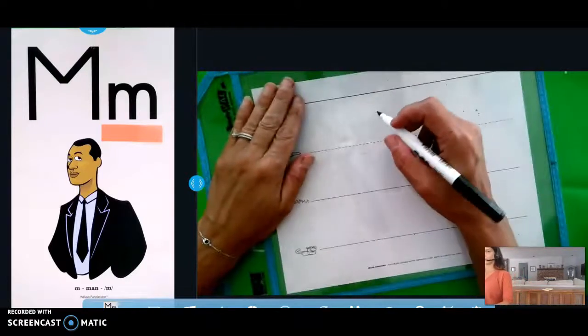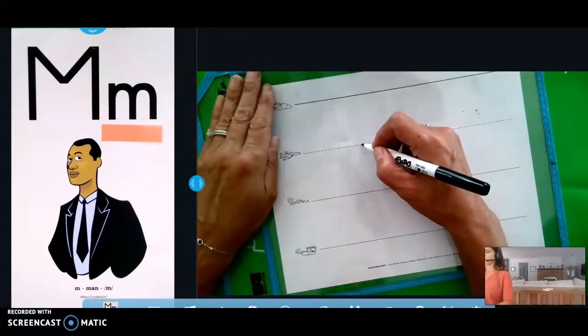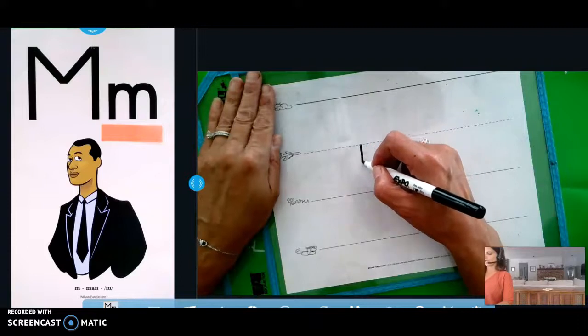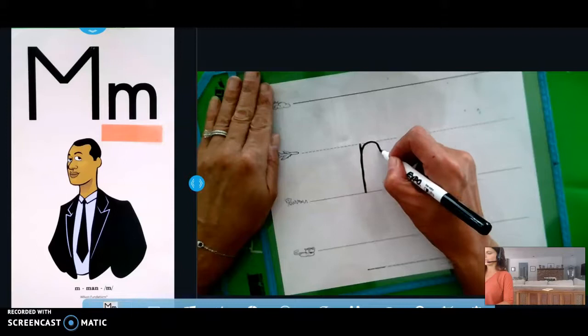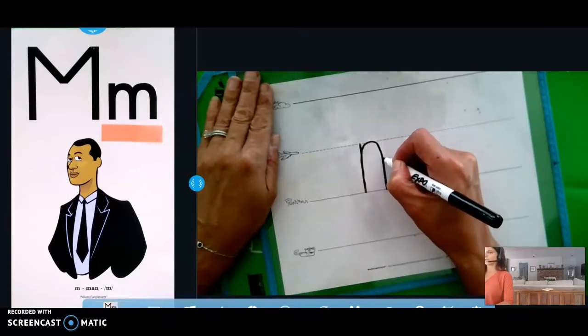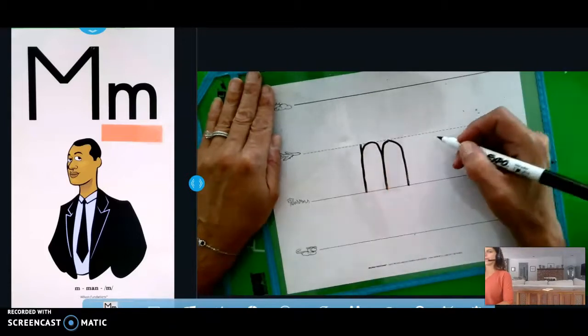I'm making sure I'm sitting up straight. My pencil grip is correct. I put my marker right on one of the dots on the plain line, and I draw a line straight down to the grass line. I trace back up to the plain line. I do a bump to the grass line. Come back up. I trace right over that line and do another bump to the grass line. M, man.